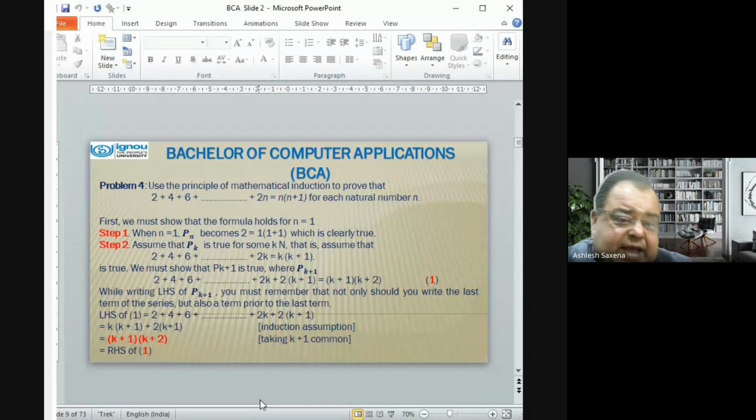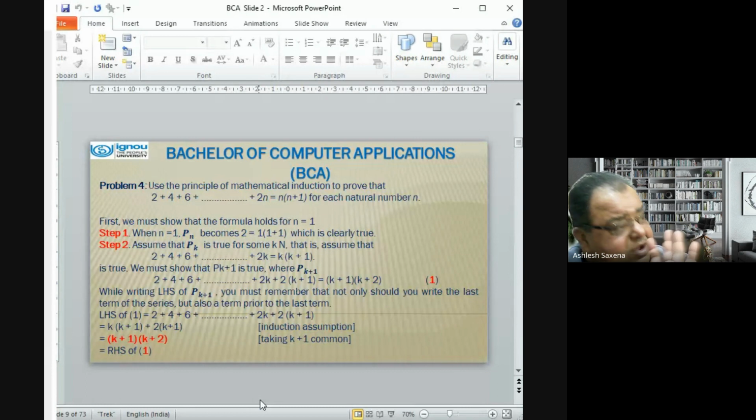Now comes actually what we are supposed to do in mathematical induction. As I told you, there are 3 steps to be performed. Now we will see how they are performed and what we are supposed to do actually. There are 3 or 4 types of problem in this particular unit. The first one is in front of you. You have to use the principle of mathematical induction to prove that 2 plus 4 plus 6 till 2n is equal to n into n plus 1 for each natural number n.